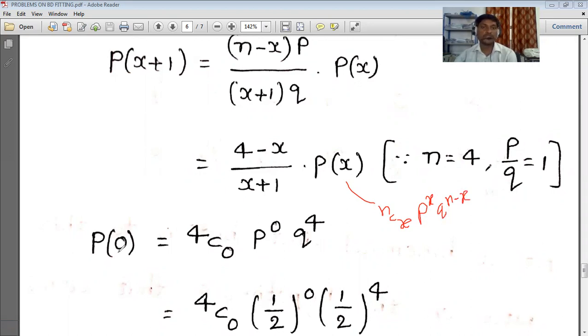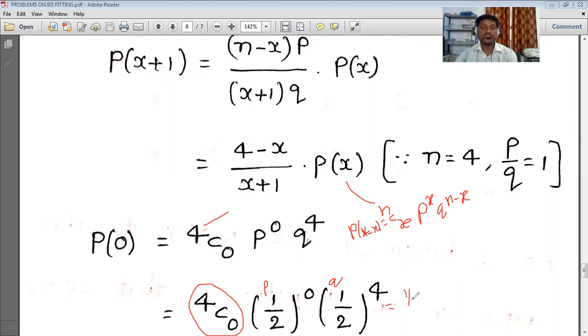First we are calculating by substituting x as 0. So P of X equal to small x is nCx p power x q power n minus x, which is 4C0. In place of n we put 4, in place of p 1 by 2, and in place of q 1 by 2. So 4C0 times (1 by 2) power 0 times (1 by 2) power 4 minus 0, which is 4. So how much did we get here? 4C0 is nothing but 1, and anything power 0 is 1.